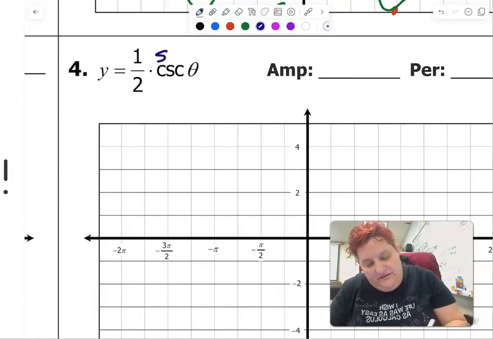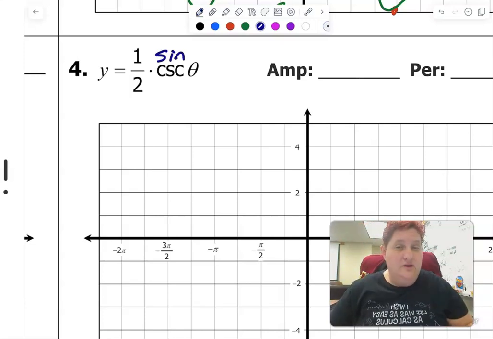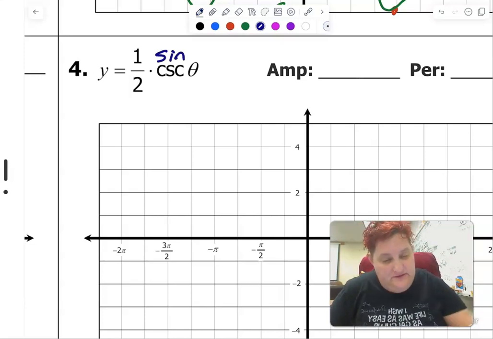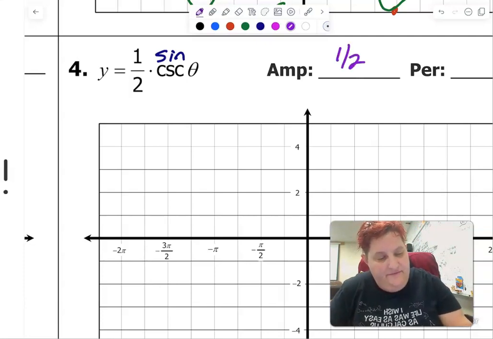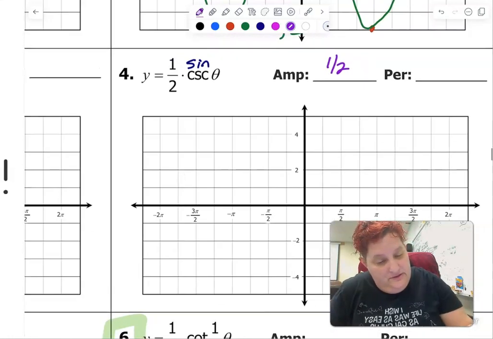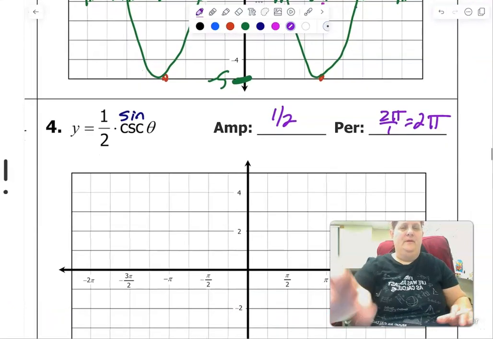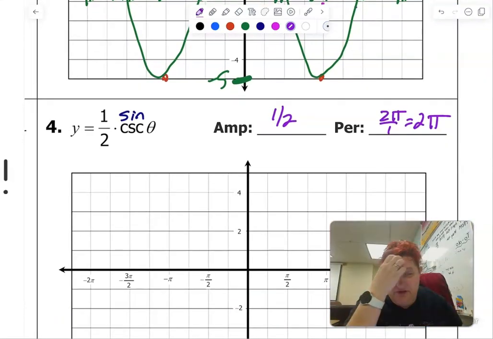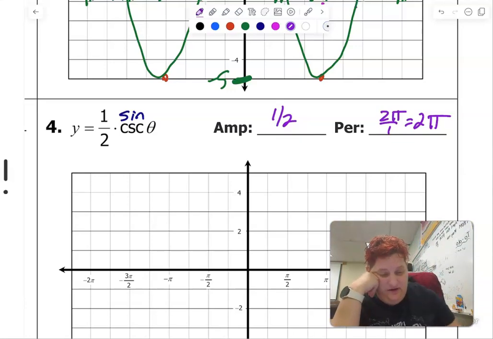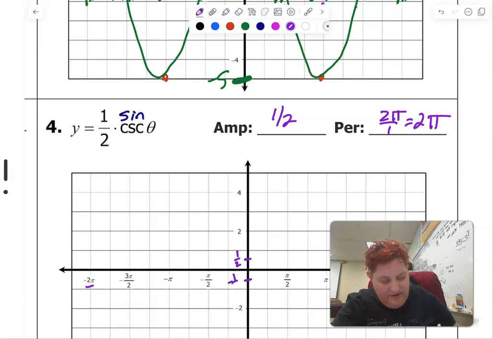Okay, cosecant is the reciprocal of sine. So what you do is you draw this exactly as if you were drawing sine. Okay? So I would go like this. The amplitude is 1/2. The period is 2 pi over 1, so it's just 2 pi. Okay, so again, I'm going to go through here and just do what I was doing for sine. The period is 2 pi, so this is all labeled correctly. The amplitude is 1/2. I'll go ahead and label that.